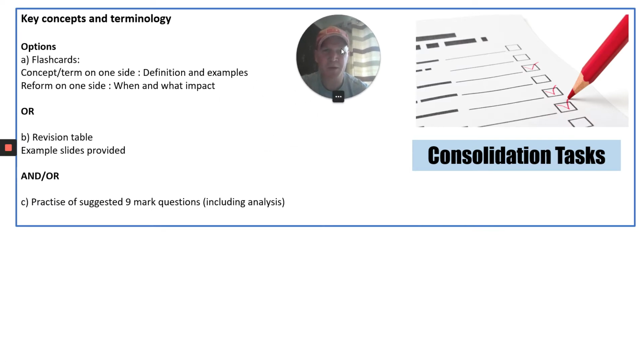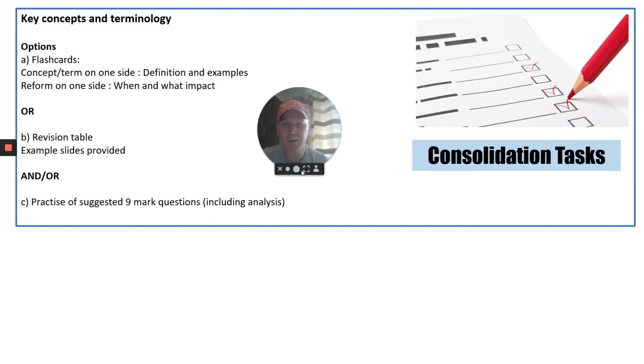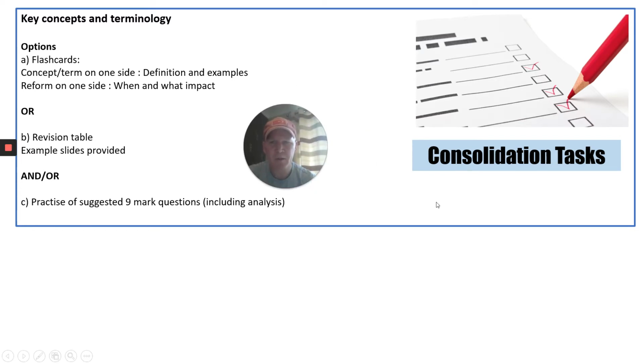I think there's some options about how you can go about consolidating it. Obviously, one of the options is flashcards, where you put one concept on one side of the card and the definition and the example on the other, or a constitutional reform on one side of the card and when and what impact it had on the other. Another method would be create a revision table. I'm going to show an example of that. And also, depending what you prefer, you could practice suggested 9-mark questions. I'm going to show you what they are because they will give you a bit of an understanding of how you put those ideas together effectively.